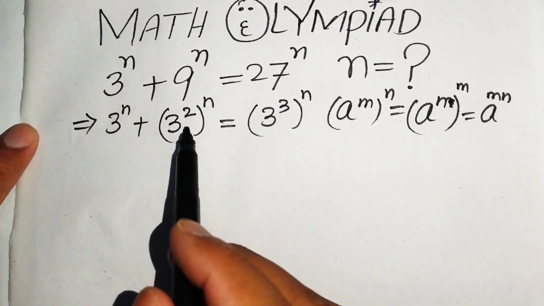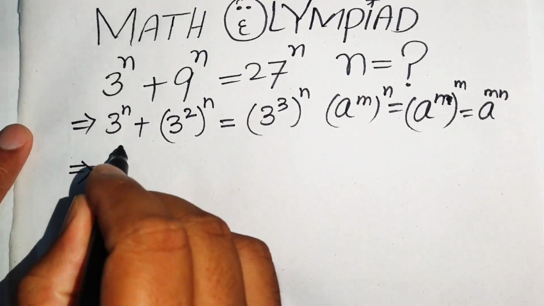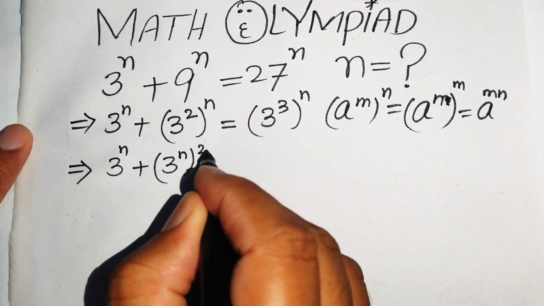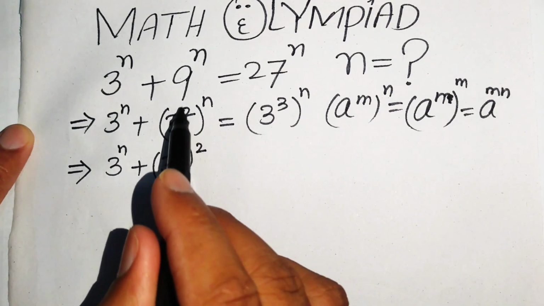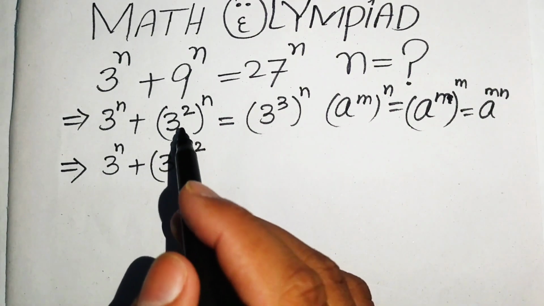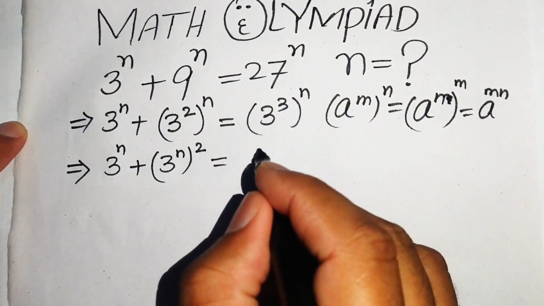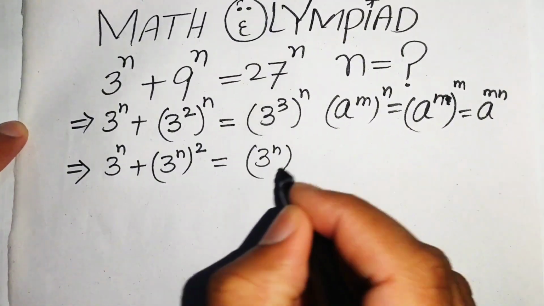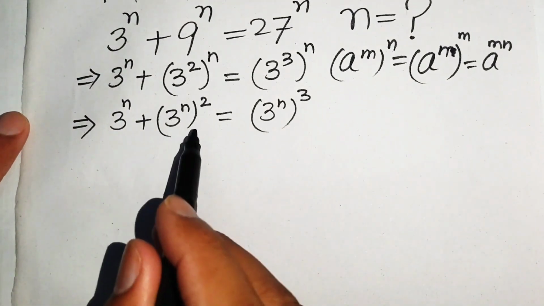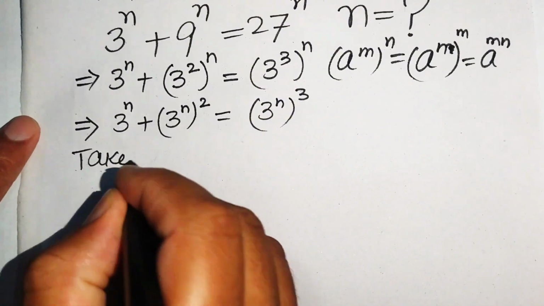So now we need to interchange these two exponents on both sides, and we rewrite this equation as 3 to the power of n plus 3 to the power of n and its whole square. So here we move this exponent n inside the square bracket. Then we interchange these two exponents as well, and we write it as 3 to the power of n and its whole cubed. So now you see we have 3 to the power of n as a common expression.